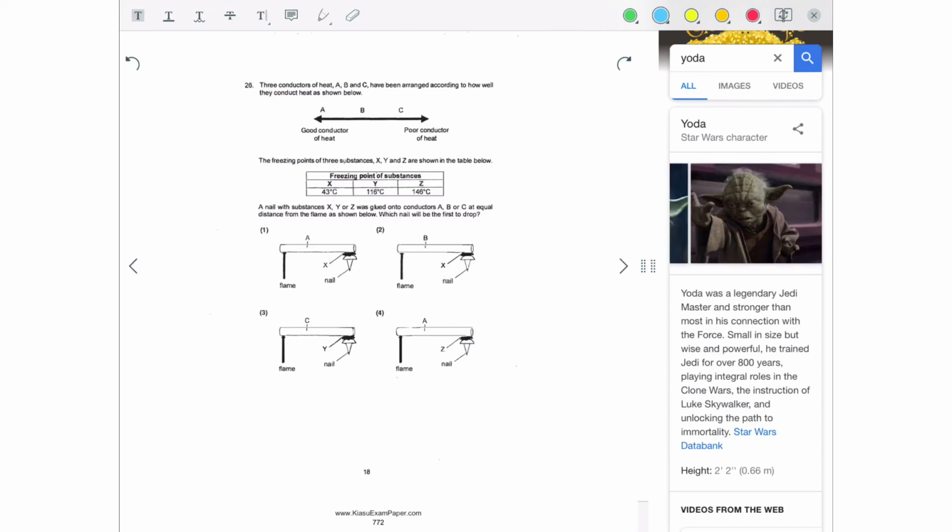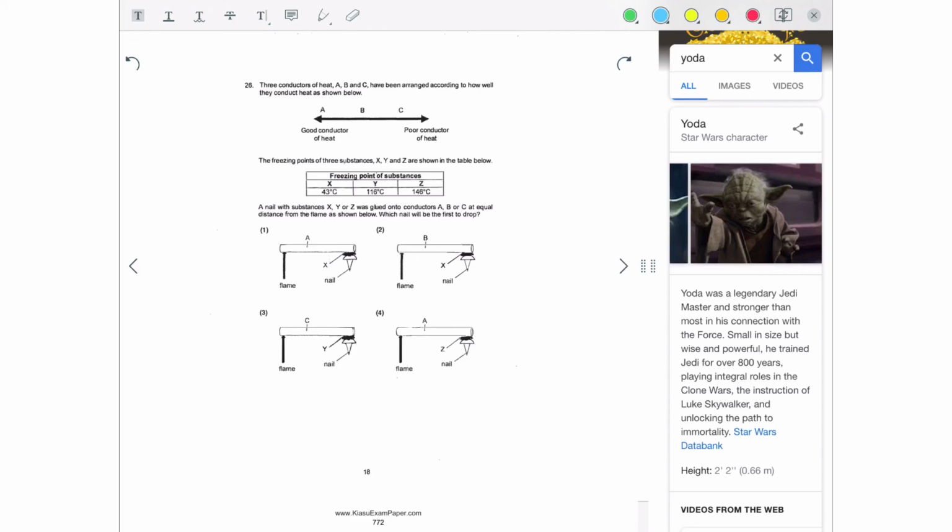Nail. Why do they all look the same? X. X. Y. Y. Nail. Oh, okay. So poor conductor of heat. Good conductor of heat. Freezing point 43. 116.